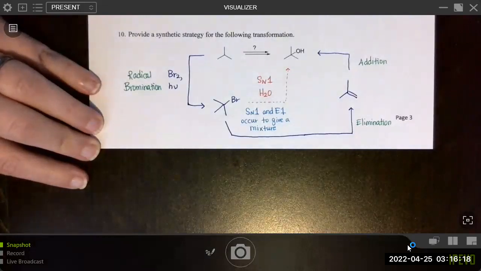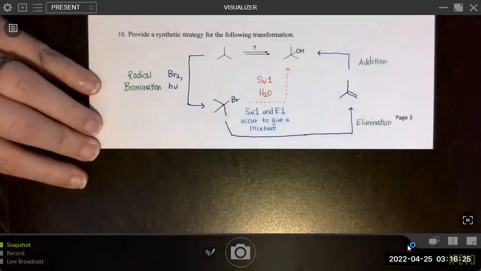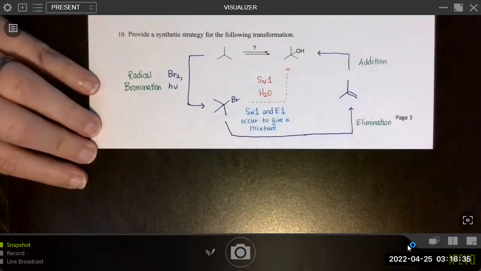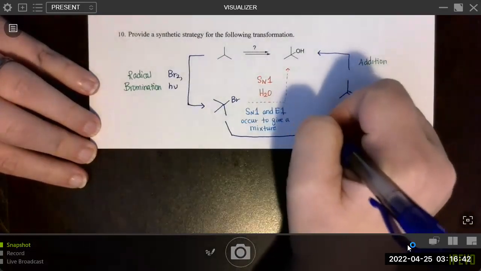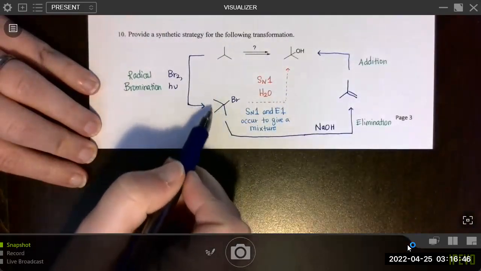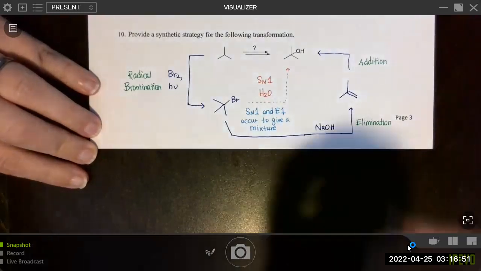Okay, so how can we then do this elimination? Should we do E1 or should we do E2? Recall that E2 is usually the better choice because E1 often will give a mixture with SN1. So if we can do E2, that's better. In this case, we can use any strong base because we don't have to worry about regioselectivity because all of the beta carbons are equivalent. So we're going to do E2.